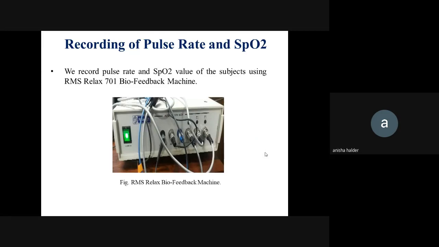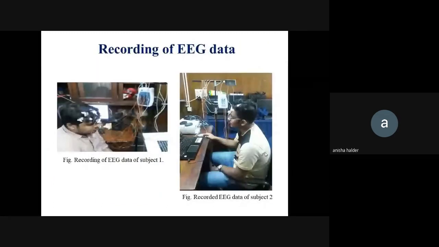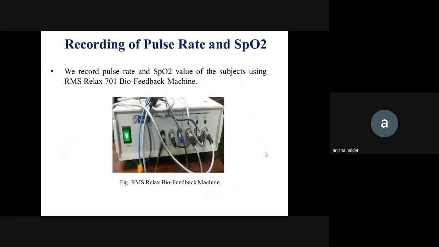Another machine is there in our lab. This is called a biofeedback machine. The pulse rate and SpO2 have been recorded with this one. Here the SpO2 meter is attached, from this box. This SpO2 measuring device is there.